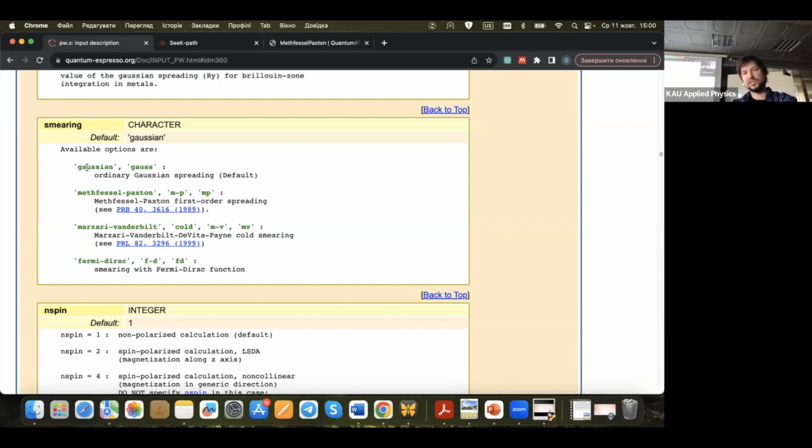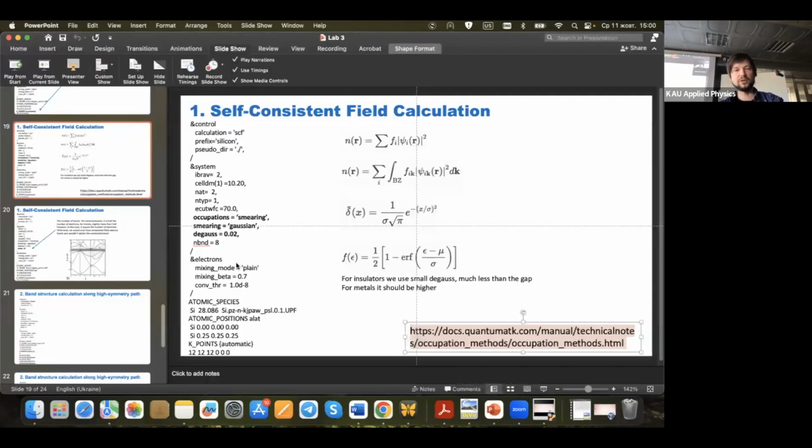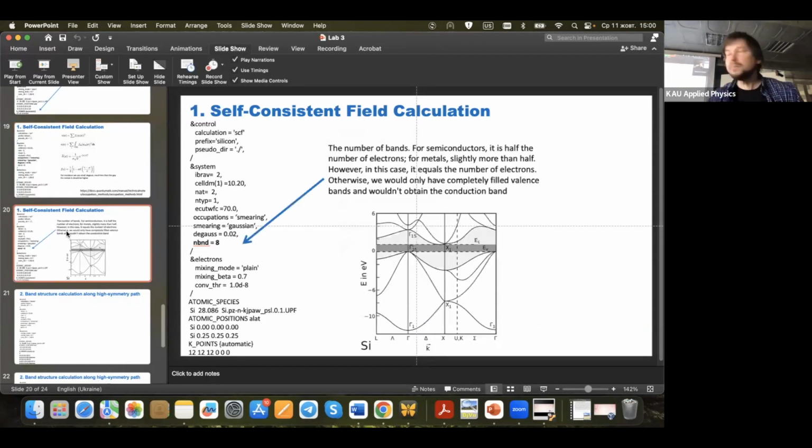We will use the simplest Gaussian, and I think that it's great in most cases. For our education cases, it will be very good. So the occupation smearing is Gaussian, and the degauss I choose not so huge because we are working with an insulator. And another new parameter, nbnd. Maybe you can guess what it means. It's the number of bands. Yes, number of bands.